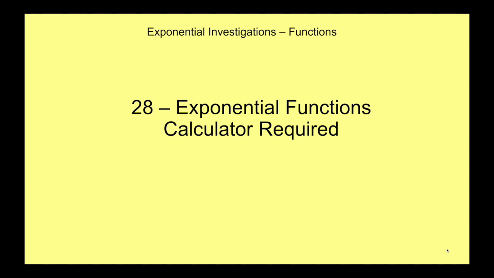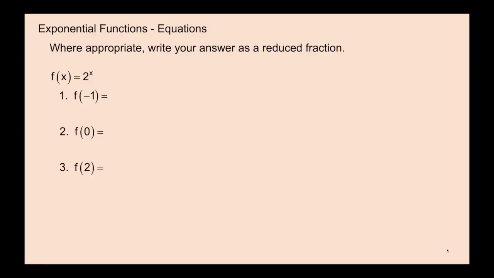In section 28, we will look at exponential functions. The use of the calculator is required for this section. So given the function f of x is equal to 2 to the x, we're going to calculate f of -1, f of 0, and f of 2. And in each case, what we're doing is we're changing the x to the value that's in the parentheses here.